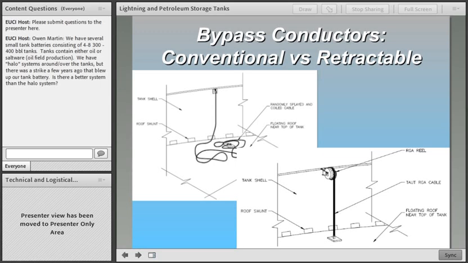As the roof moves up and down, the spring-loaded cable will deploy and retract as required. If you compare the two types of bypass conductors, with a conventional bypass conductor, shown on the left, when the roof is high, the coil will become randomly coiled and splayed on the roof of the tank, as compared to a spring-loaded cable, which will remain as short as possible even when the tank roof is high.